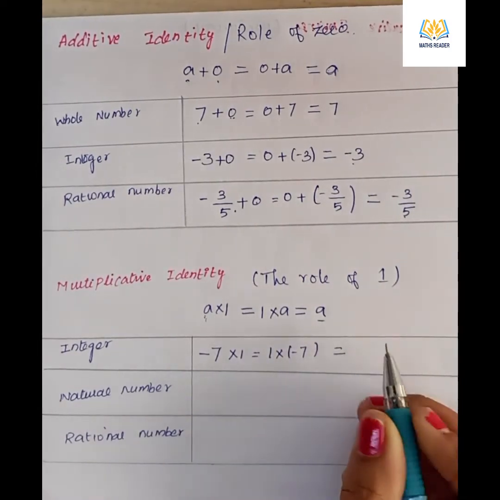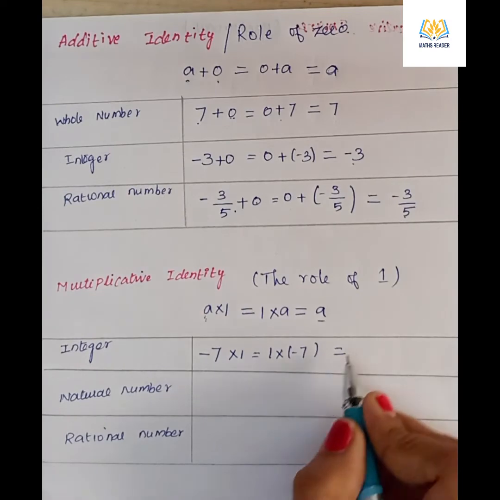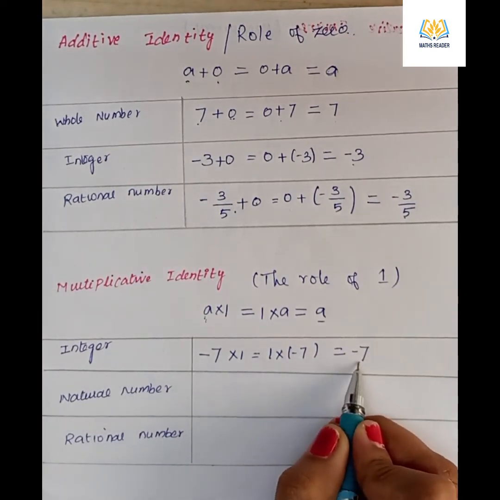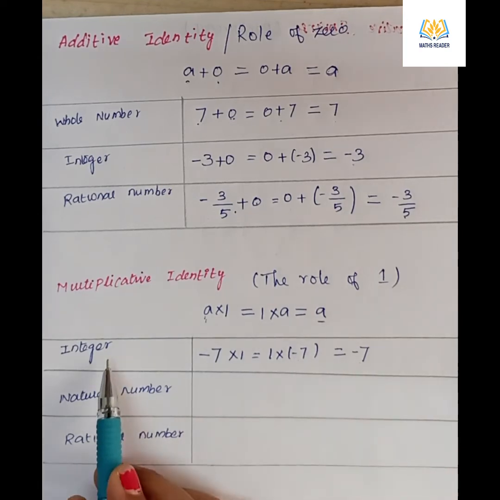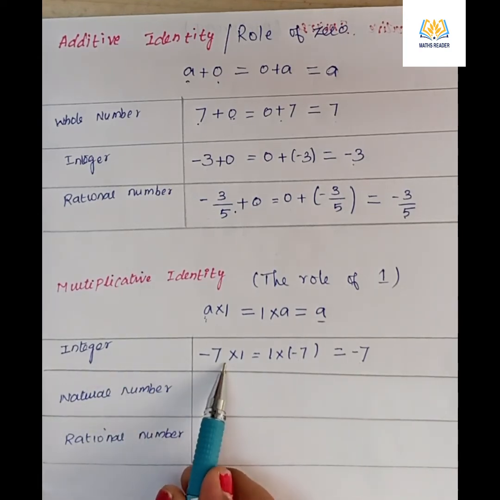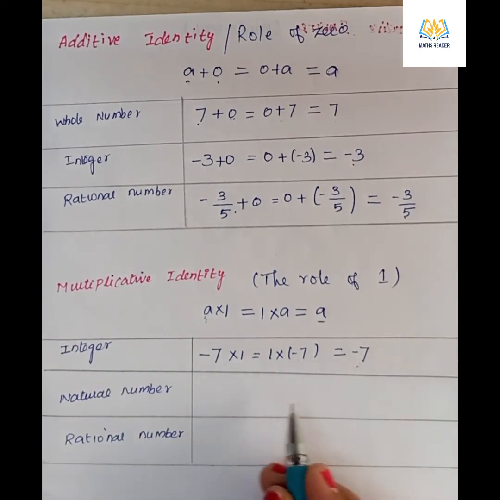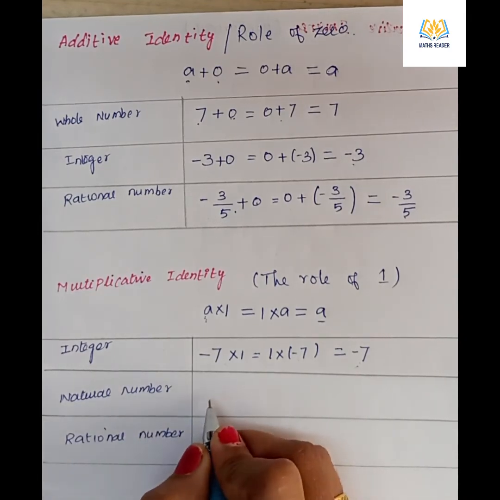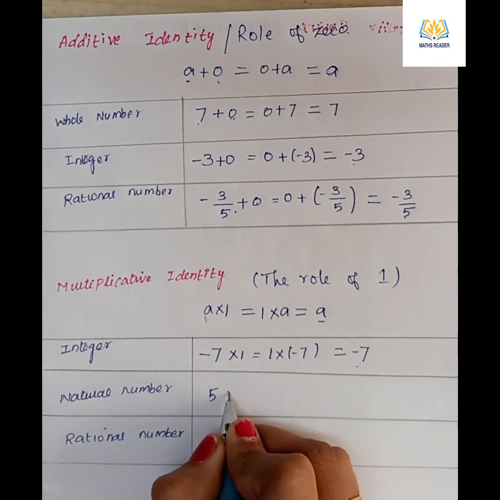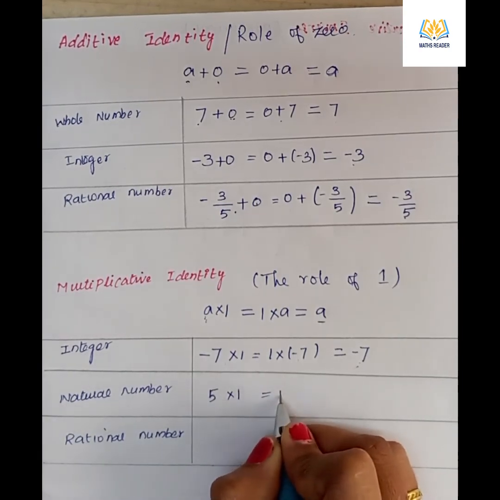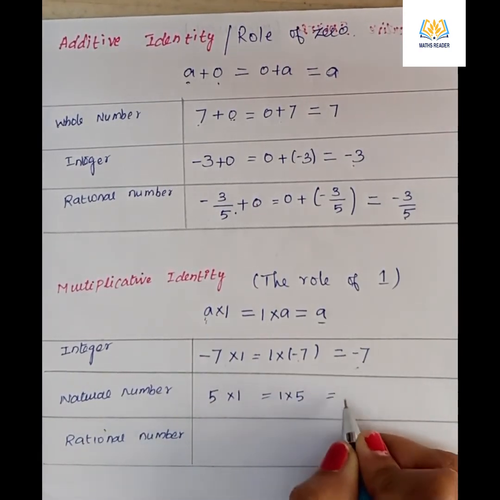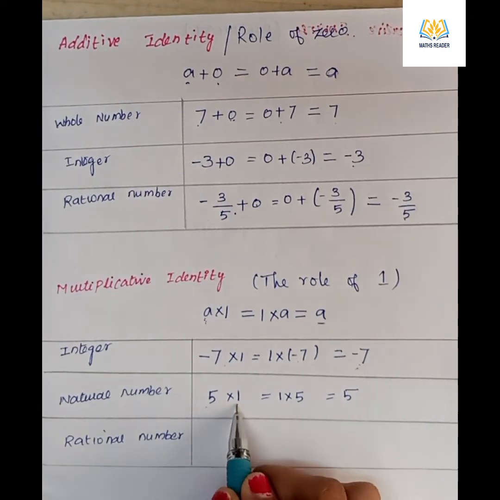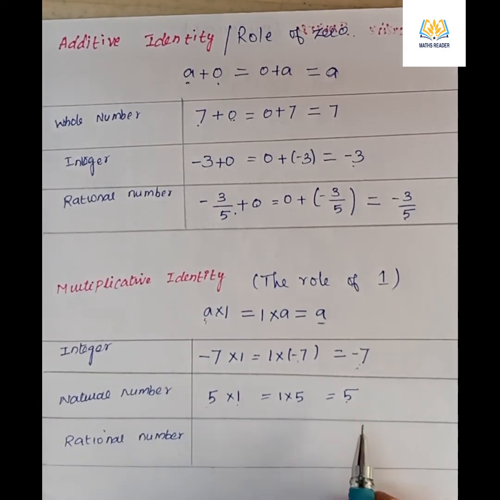So what will be the answer? Minus 7 into 1 is minus 7. 1 into minus 7 is also minus 7. So when we multiply integer with 1, we will get the same integer. Next we will check for natural numbers. Natural number we will take as 5. 5 into 1 equals 1 into 5, which is equal to 5. So when we multiply any natural number with 1, we will get the same natural number.